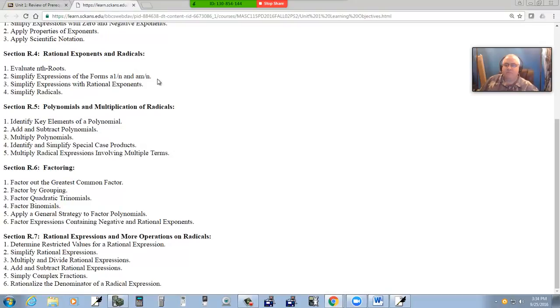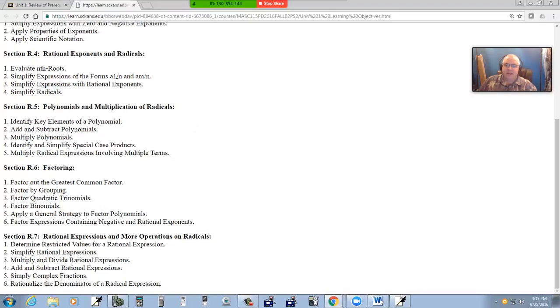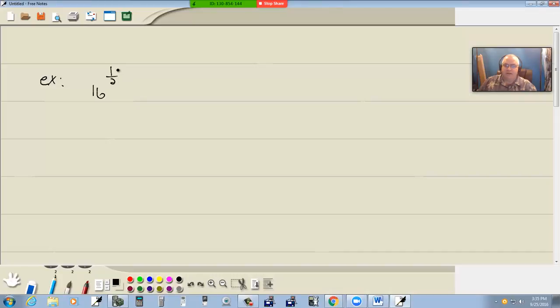Now simplifying expressions of the form a to the 1 over n. So if I had, for example, 16 to the 1 over 2. That's what this is saying. A to the 1 over n. So 1 over a number. We have a hard time working with it in this form, so you put it back in the radical form.